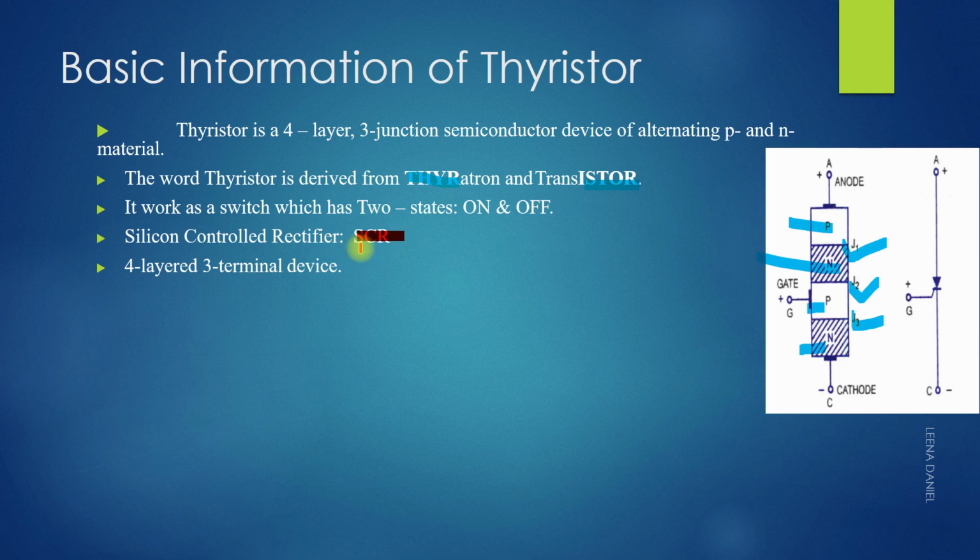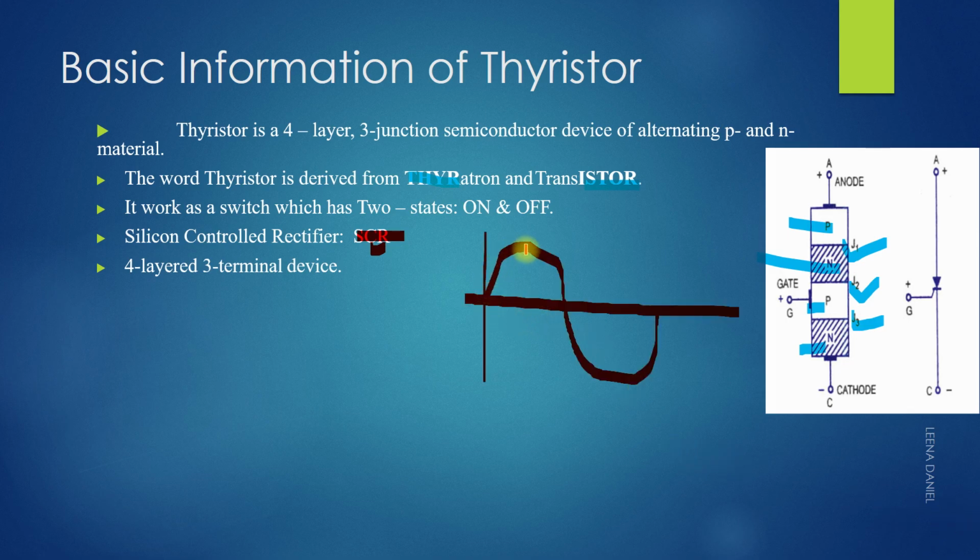In SCR, S stands for silicon, because the thyristor is made up of semiconductor materials, P type material and N type material, for which we mainly use silicon as a semiconductor, and it is also a control device. Control device means the output waveform of this rectifier can be controlled at any angle of the input waveform. That's why this is known as a controlled rectifier.